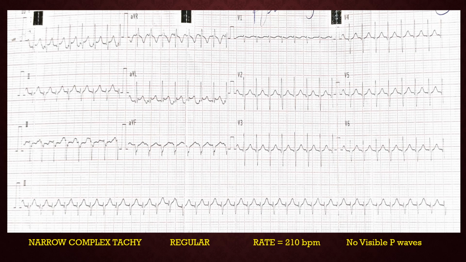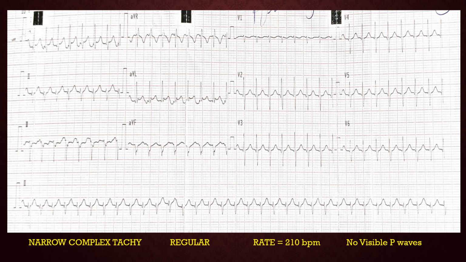So summarizing the findings, narrow complex regular tachycardia with such a fast rate and no obvious P waves. So if we cannot see the P waves, then it cannot be a sinus tachycardia. And also remember that with such a fast heart rate of 210 beats per minute, the sinus tachycardia will be very unlikely. Now, is it some arrhythmia going on? Yes. So what can this arrhythmia be? This is a type of an SVT or supraventricular tachycardia. This is that tachycardia which arises in the atria around the AV node.